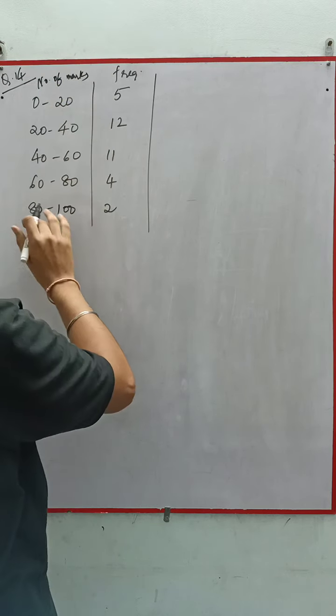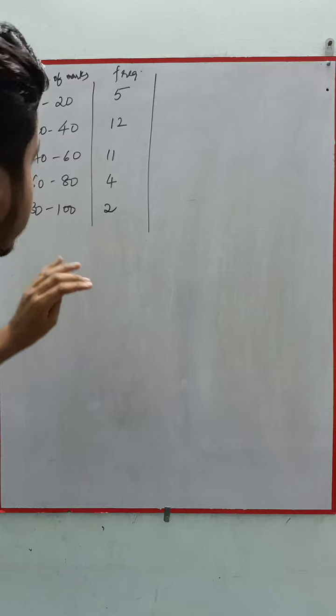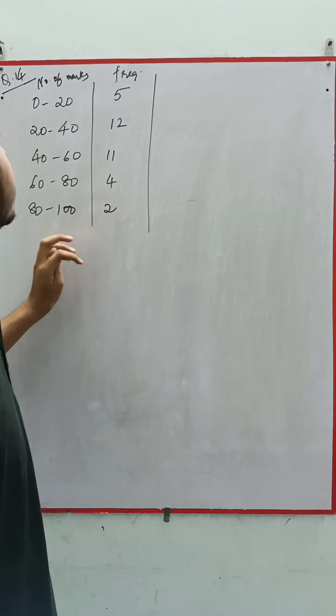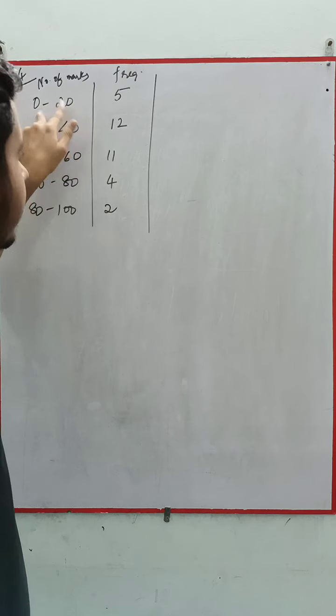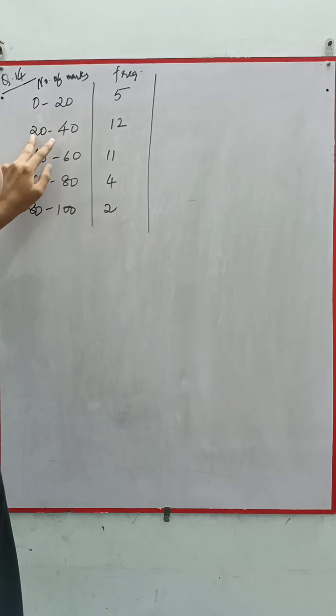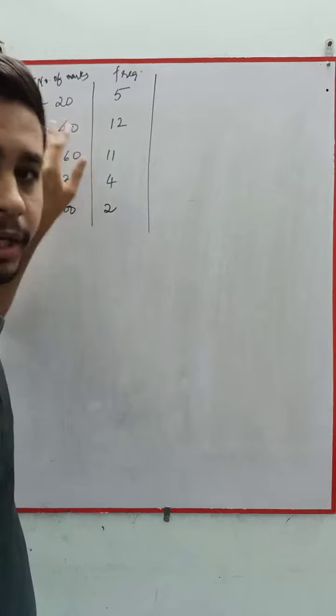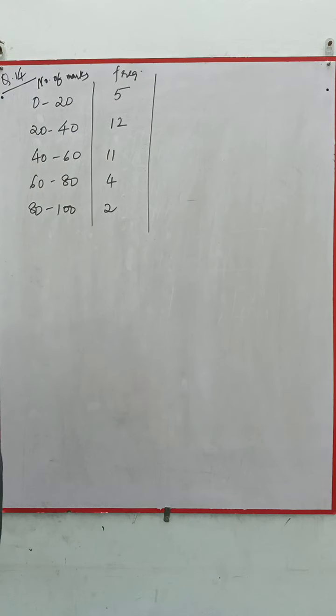But that means these are the intervals and frequency. Can you just understand this data? See, 5 are the students who got between 0 to 20 marks. 12 are the students who got the marks between 20 to 40. Okay, so like this you have to interpret.